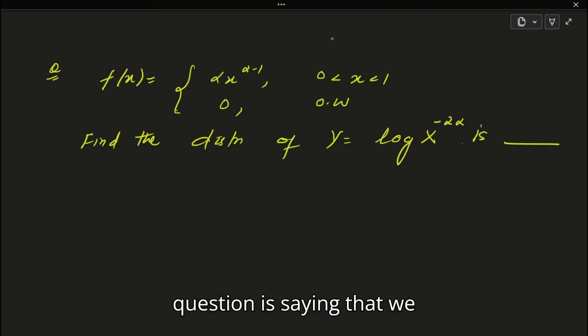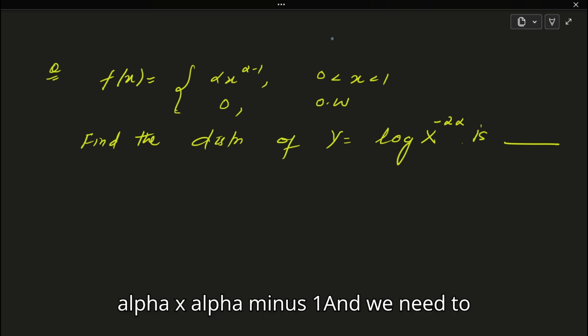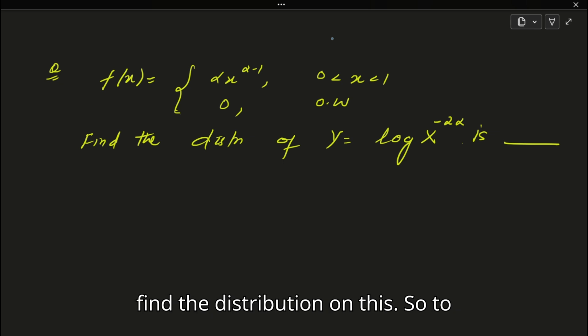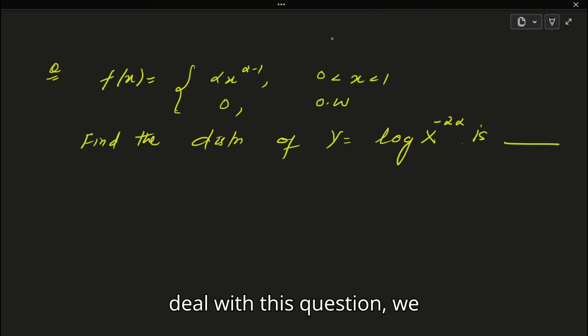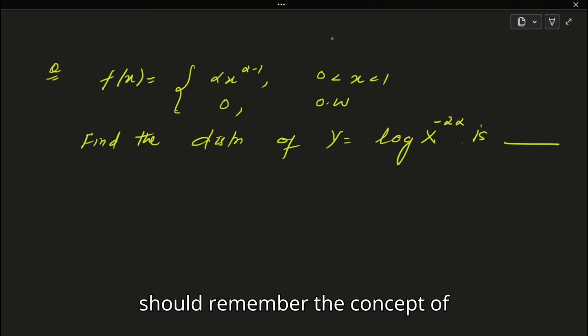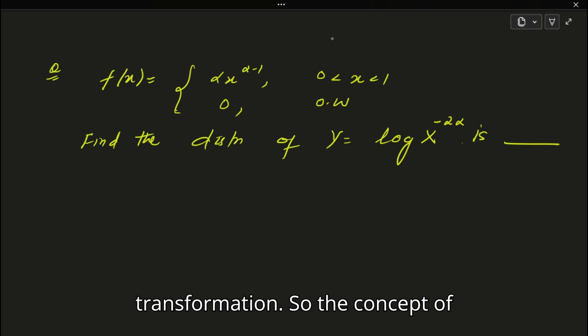So see, the question is saying that we are given a PDF, that is f of x is equal to alpha x raised power alpha minus 1, and we need to find the distribution of this. So to deal with this question, we should remember the concept of transformation. So the concept of transformation is simple.